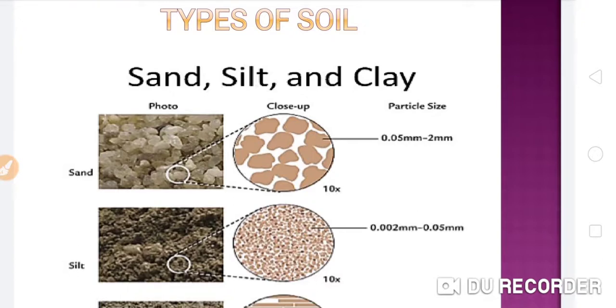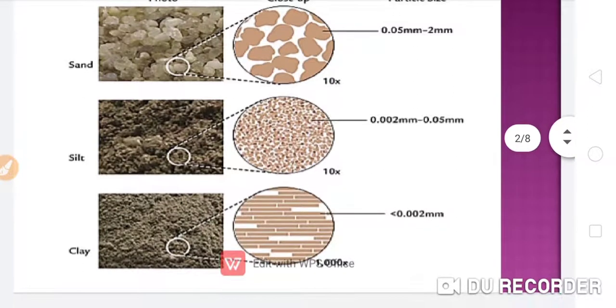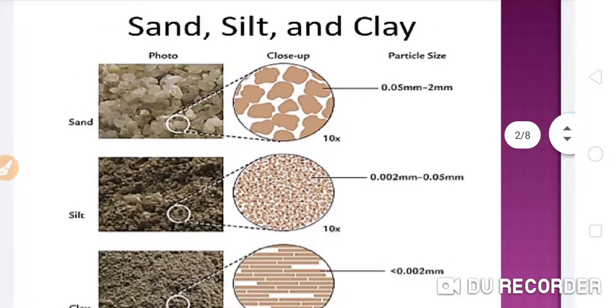Here you can see there are three kinds of soils: sand, silt and clay. The sizes of the particles for the different kinds of soils are given in this picture. Sand soil has a particle size of 0.05 millimeter to 2 millimeter, its average particle size.